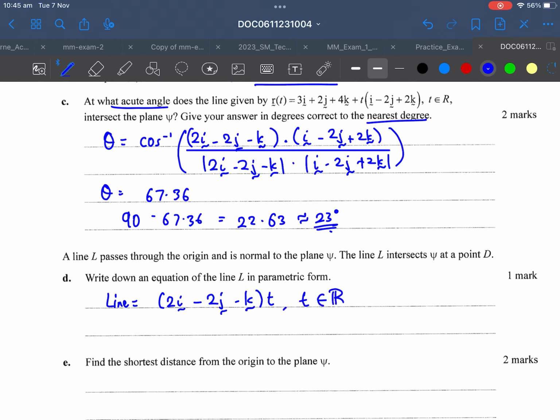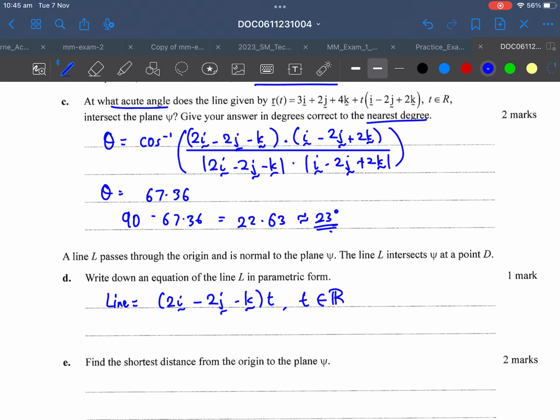So that is our line, because it only passes through the origin, so there's no point adding the coordinate, not the coordinate, but the intercept kind of a deal. So it doesn't matter. So our line is just going to be that. And find the shortest distance from the origin to the plane.